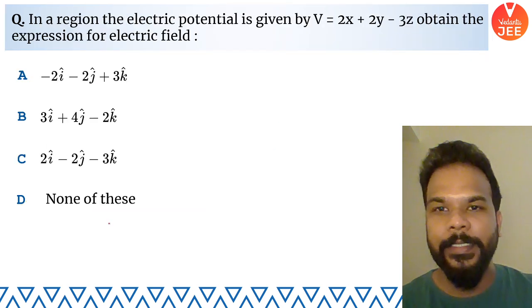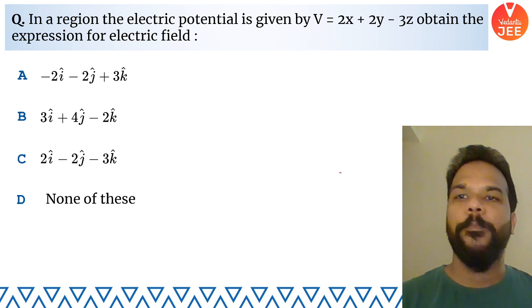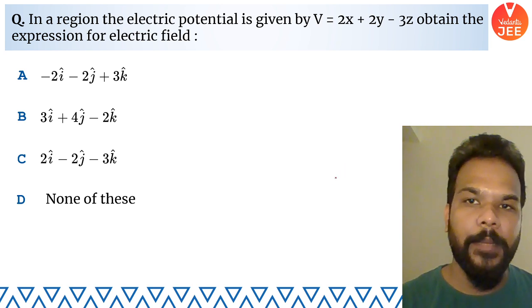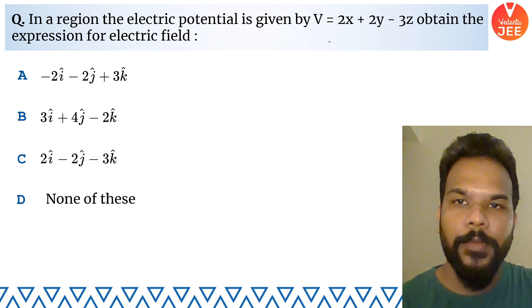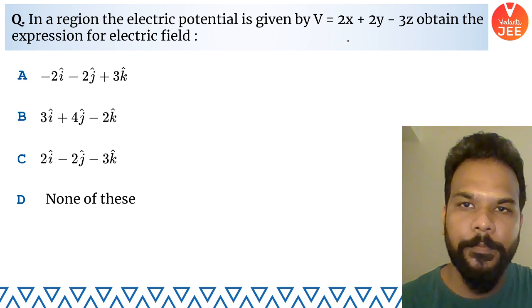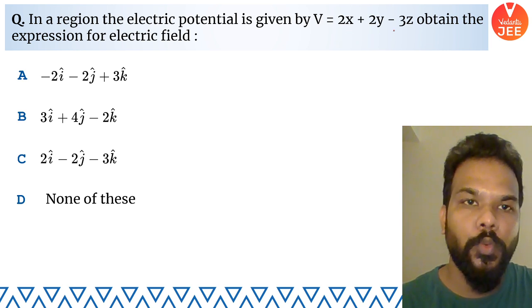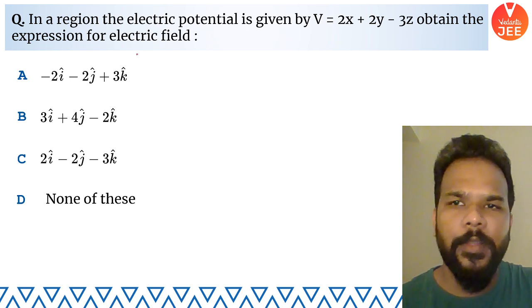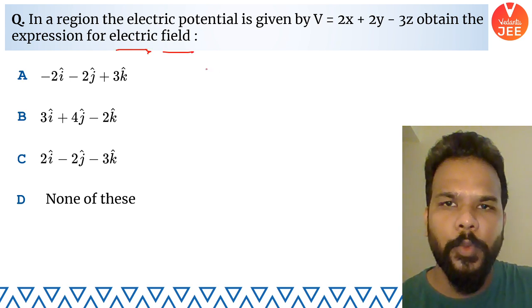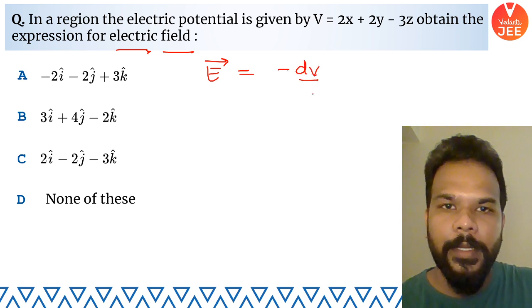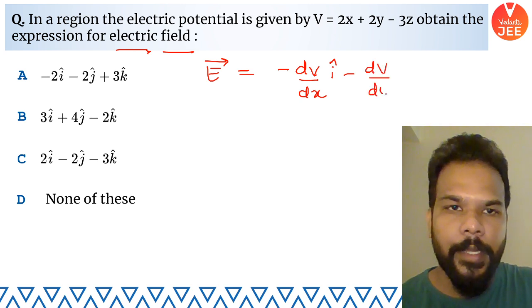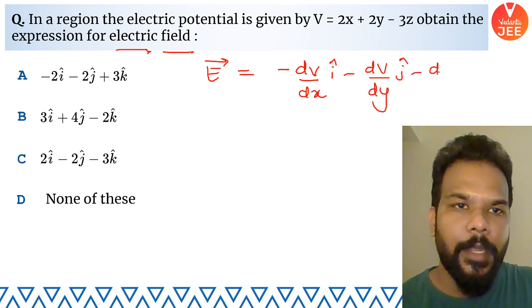Okay guys, great. Now this one: in a region, the electric potential is given as 2x plus 2y minus 3z, and we have to find the value of the electric field. Looks like a doable one. We know that the electric field is minus dV by dx i cap, minus dV by dy j cap, and minus dV by dz k cap.